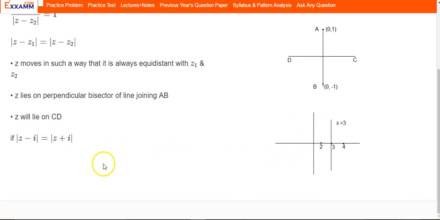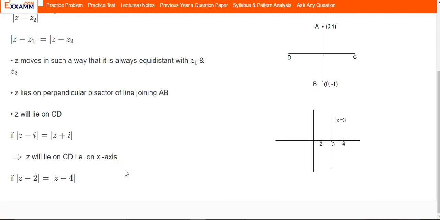Now let us take another example. If modulus of z minus 2 is equal to modulus of z minus 4, so this is the first point z1 and this is the second point. The middle point is 3. So x is equal to 3 would be the equation representing this line. If we again put z is equal to x plus iy and solve, we will get the solution as x is equal to 3.